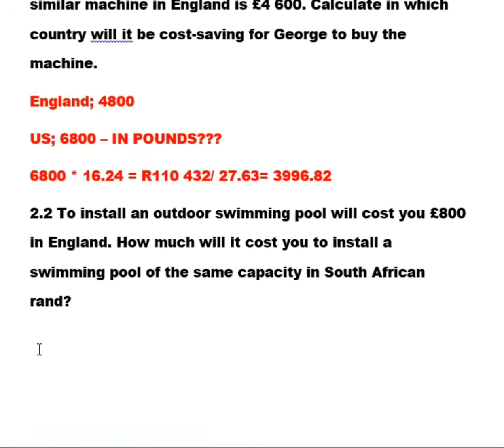2.2, to install an outdoor pool will cost you 800 pounds in England. How much will it cost you to install a pool of the same capacity in South Africa? So you say 800 pounds times, it's 26, or is it 27? 27.63. And then to install the pool of the same capacity, it will cost you 22,104 rands, right? And then you are done.